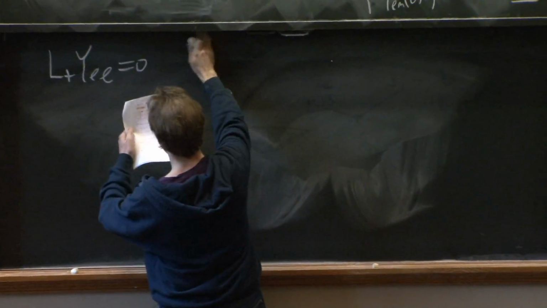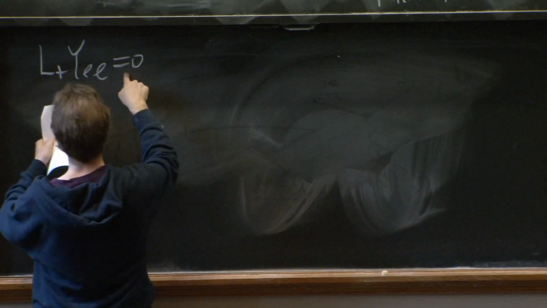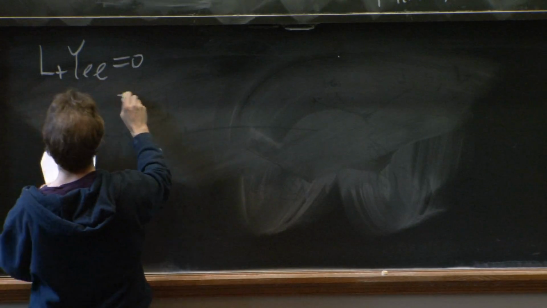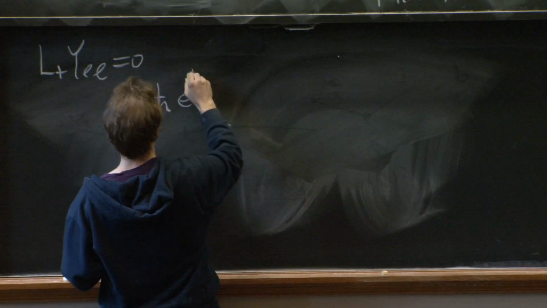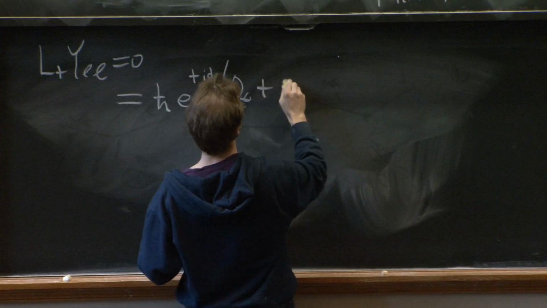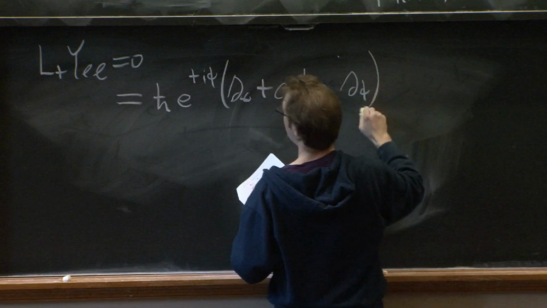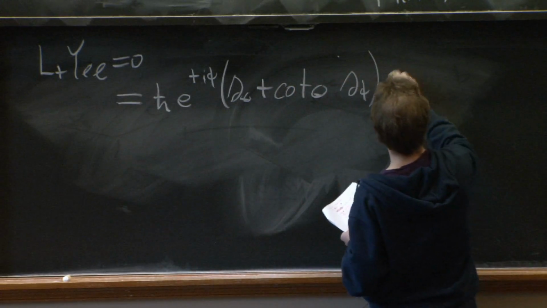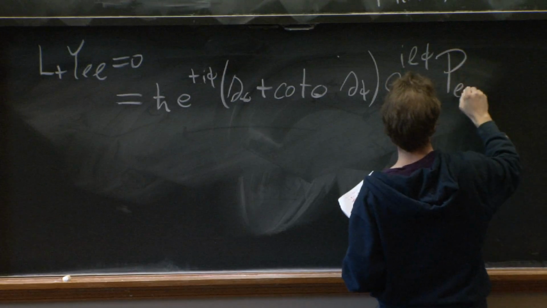So we need to find a solution to this equation. Do I want to go through this? Yeah, why not? I want this to be equal to 0. But L plus Y_LL is equal to h bar e to the plus i phi, d theta plus cotangent theta d phi, acting on Y_LL, and Y_LL is e to the i L phi times P_Lm of theta.